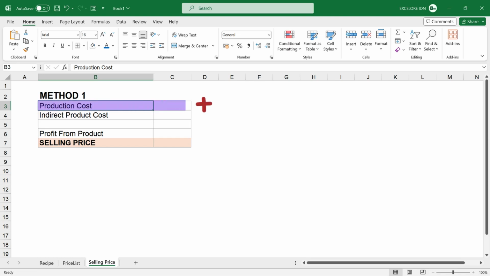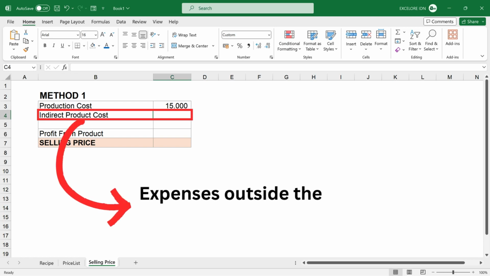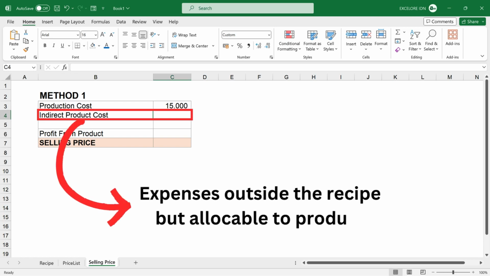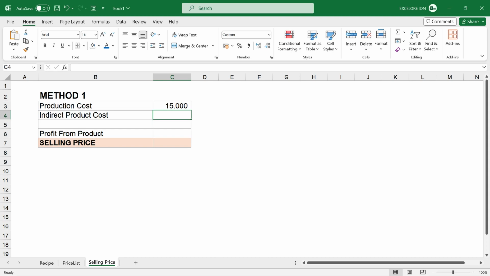Next step is to start the process of determining the selling price by using the following formula: production cost plus indirect product cost plus profit from product equals selling price. Based on the previous calculation, the production cost amounts to 15,000. Indirect product cost refers to expenses incurred outside the recipe, but allocable to each portion of fried rice, such as topping and packaging expenses. For the purpose of this example, let us assume the indirect product cost total 3,000.